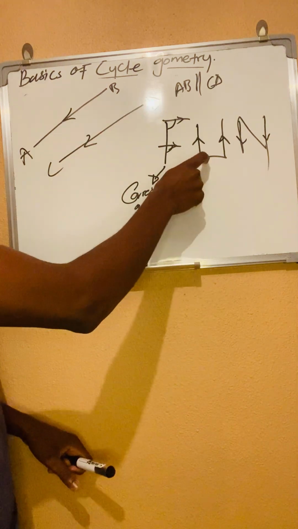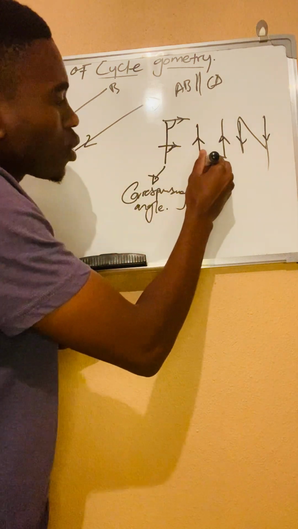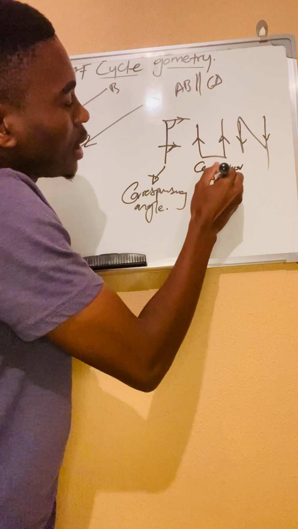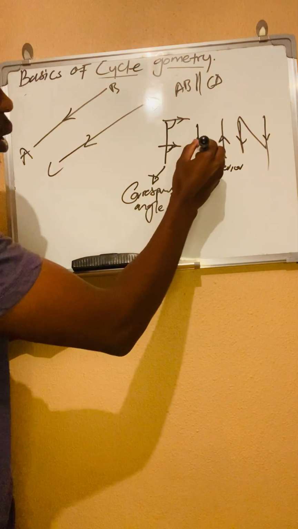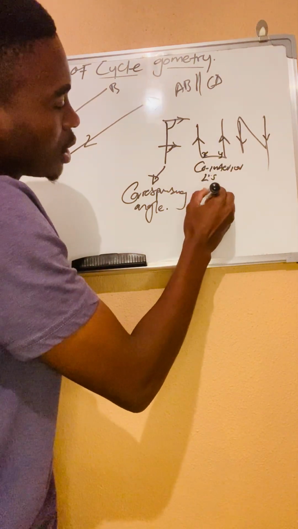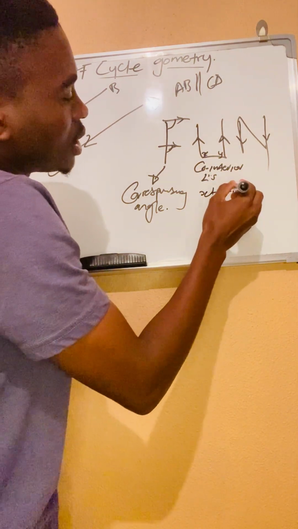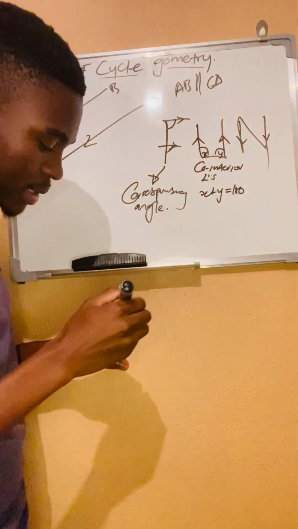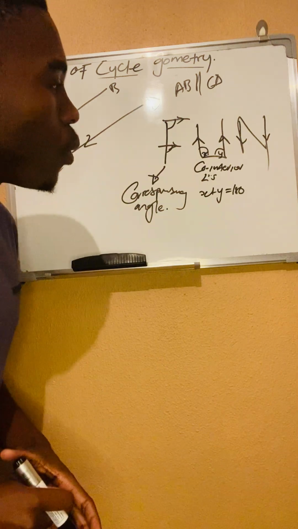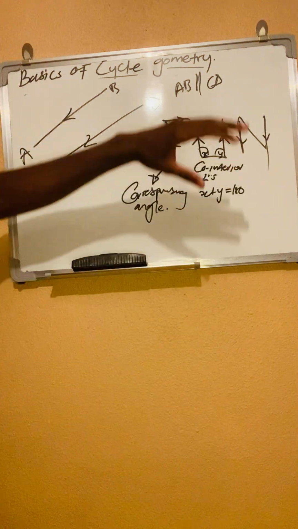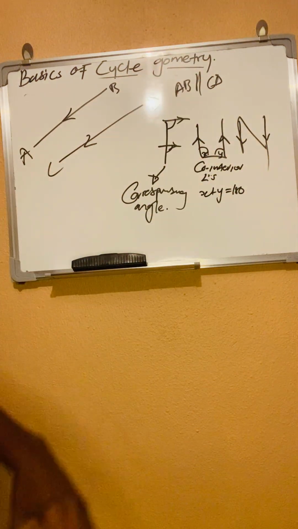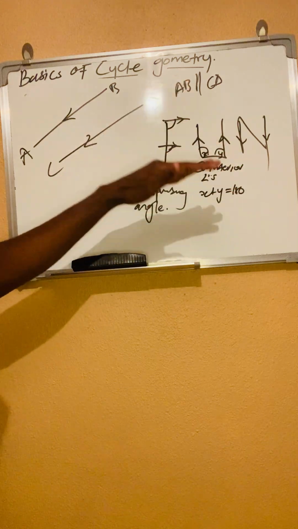So now we have this one here. We call it co-interior angles. How do you know about these co-interior angles? We are gonna say x plus y is equal to 180. These two angles are supplementary, which means they add up to 180 degrees. So now we only find co-interior angles where? Only if we are given parallel lines.